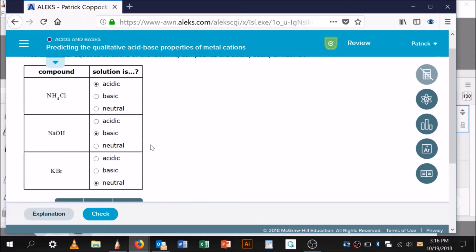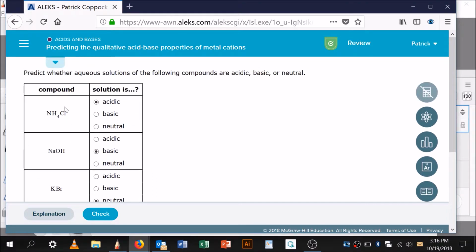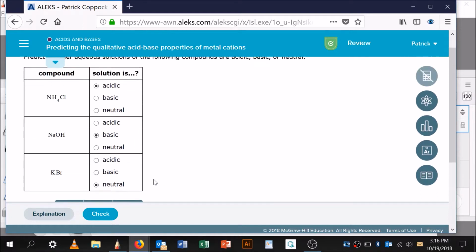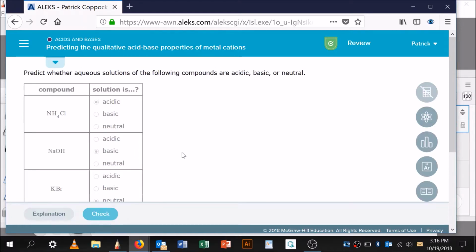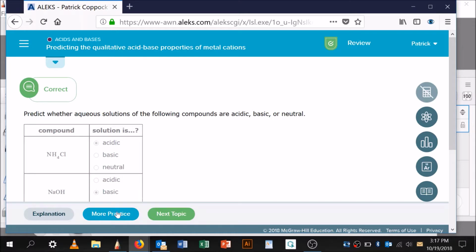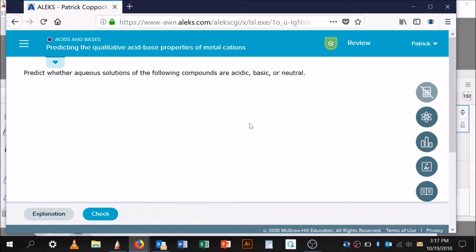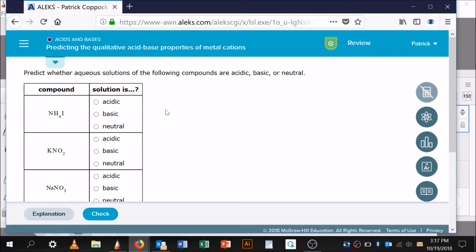Neutral. All right? So this was acidic because the chloride was unreactive, but that's ammonium, which is acidic. This is basic because that's unreactive, but hydroxide is a base. This is neutral because both of these are unreactive, bromide and potassium. All right, let's do one more. Let's check this first. I'd like to see the green on there. Bam. Let's do more practice here for this one, and then we'll move on. So let's go back here.